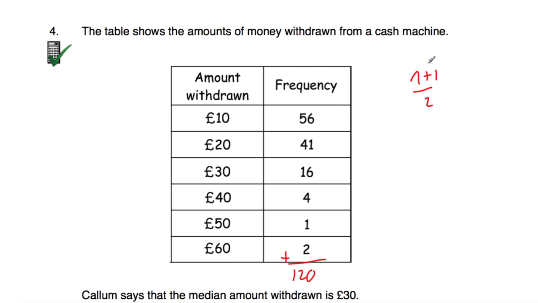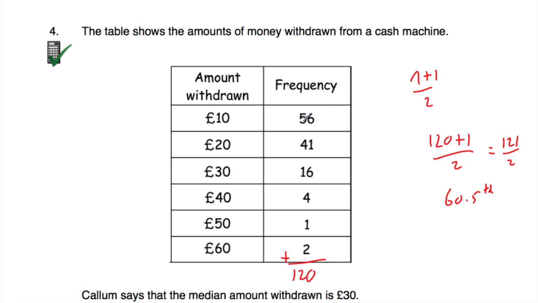Now we're going to use the formula n plus 1 divided by 2 to find the position of the median. So we're going to do n, which is 120, plus 1, which will be equal to 121, and then we're going to divide by 2. So let's take the 121 and divide that by 2, and that's equal to 60.5. So we're looking for the 60.5 value.